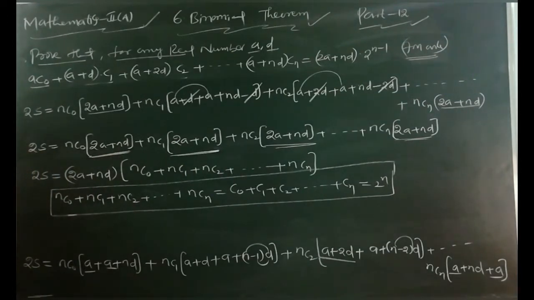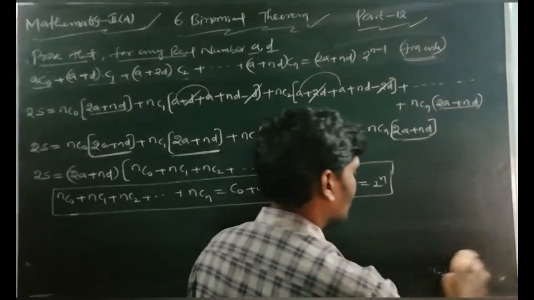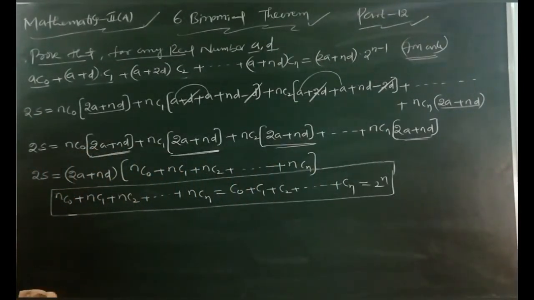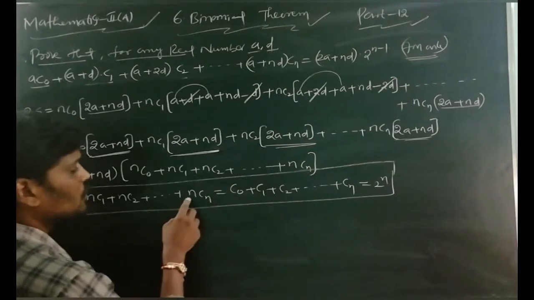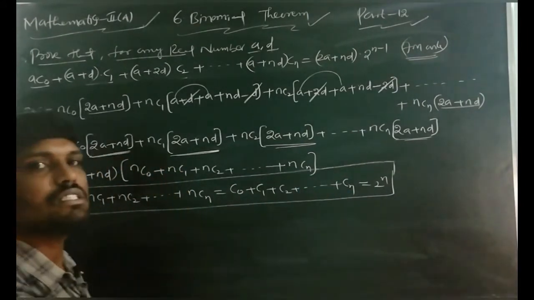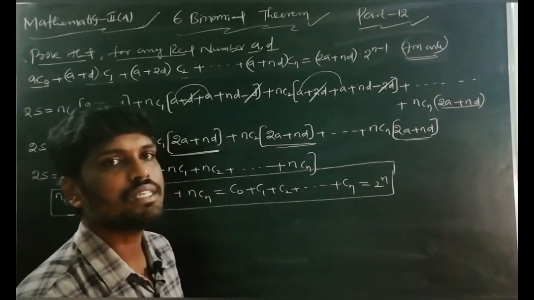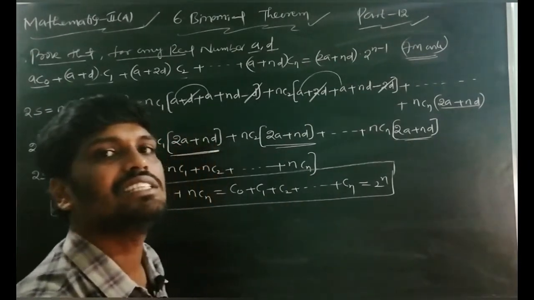The proof of this formula was already completed before in earlier classes. Okay, correct or not? Once more I can explain: here nC0 is nothing but C0, nC1 nothing but C1, nC2 nothing but C2, and so on, nCn nothing but Cn. The total value, the sum of these binomial coefficients, is the standard form of the binomial coefficients. The sum of the standard form of the binomial coefficients is equal to 2 power n.